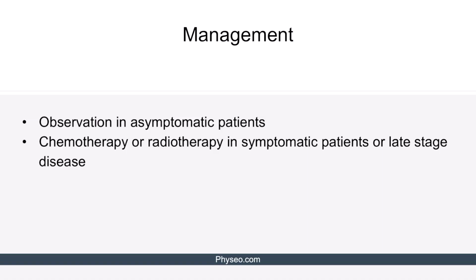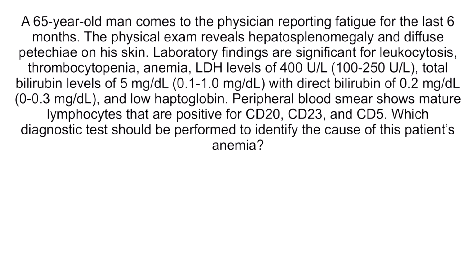The management of CLL or SLL is active observation in asymptomatic patients. In contrast, chemotherapy or radiotherapy should be initiated in symptomatic patients or in those with late-stage disease. Since there is no single guideline-approved first-line chemotherapeutic agent used for CLL, discussion of the different regimens is beyond the scope of Step 2. All right, let's try a question.